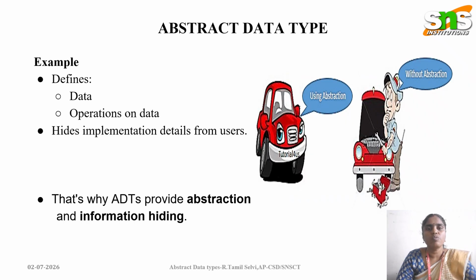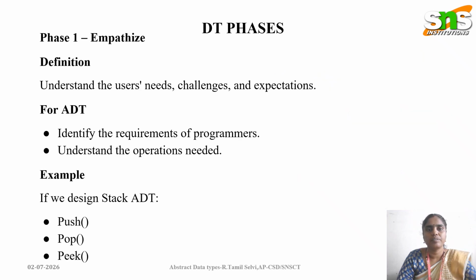So think of this way. When you drive a car, you must know how to start it, how to accelerate and brake and steer. But you don't need to know about how the engine works internally. So that's why ADT provides abstraction and information hiding.